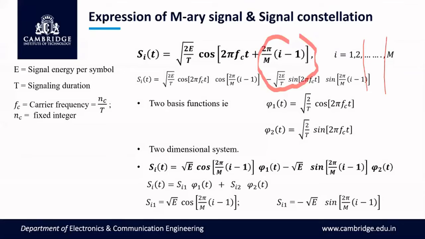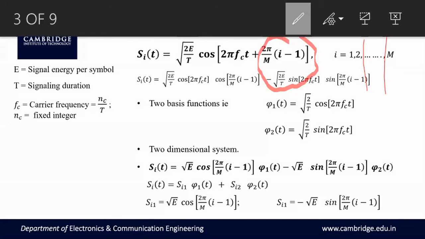If you see the equation of s(t), it's in the form cos of (a plus b). So if you expand this equation, you will get the second equation, that is s_i(t), equal to this particular equation. You will get root of 2E by T cos 2 pi fct cos phi_i minus sin 2 pi fct sin phi_i. So likewise, you have two terms.